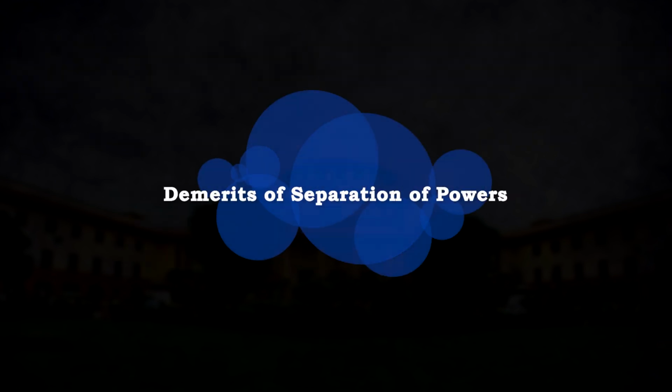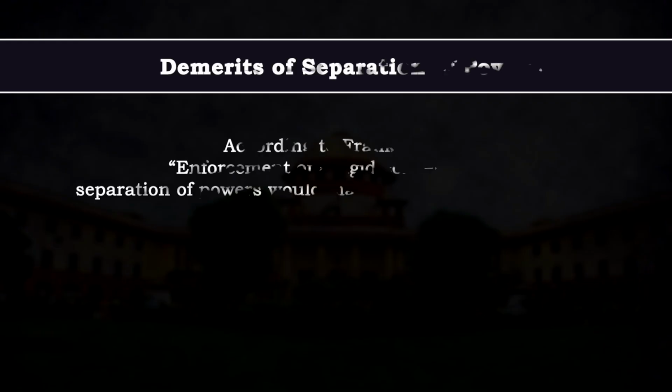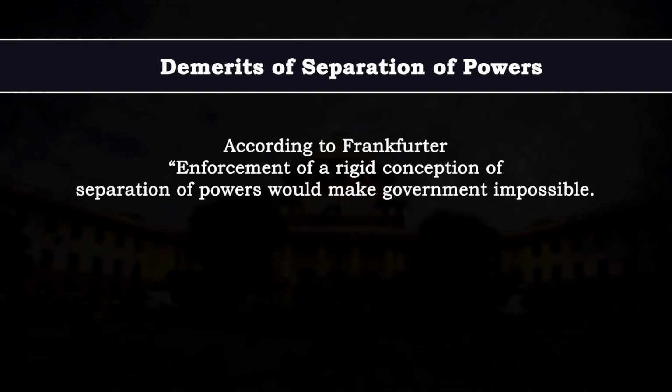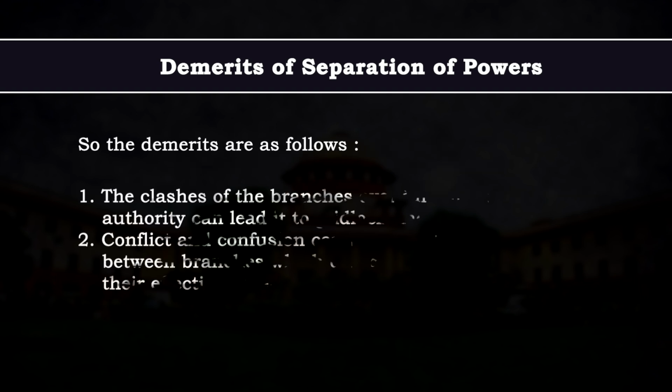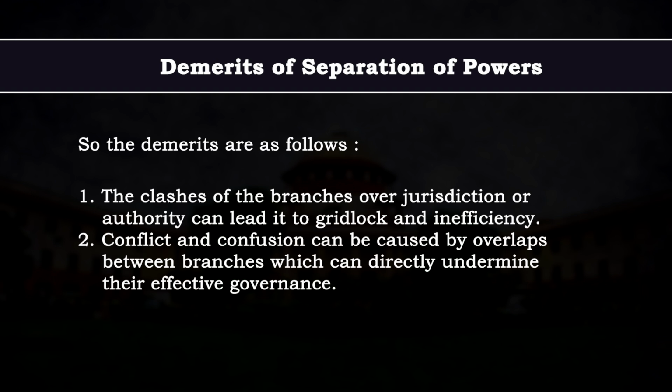Now, apart from the merits, there are some demerits of separation of powers. There are demerits of this doctrine, as Professor Garner has rightly said. The doctrine is impracticable as a working principle of the government. According to Frankfurter, enforcement of a rigid conception of separation of powers would make the government impossible. So, the demerits are as follows. Firstly, the clashes of the branches over jurisdiction or authority can lead to gridlock or inefficiency.